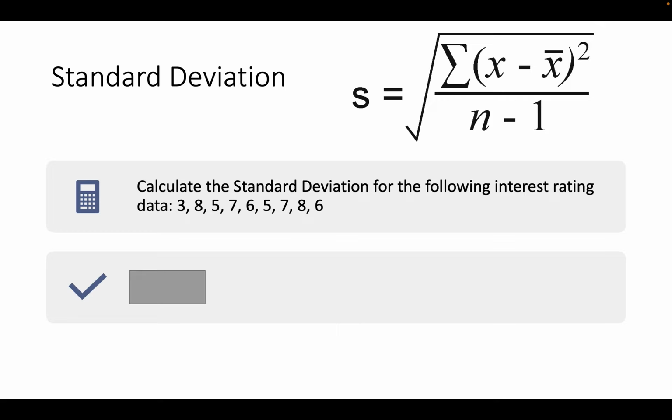And your n here is going to be 1, 2, 3, 4, 5, 6, 7, 8, 9. Right? Am I counting that correctly? 1, 2, 3, 4, 5, 6, 7, 8, 9. So n here is 9 minus 1. So divide that sum by 8 and then square root it. All right? Take a second, work this out, and let's see what value you get.